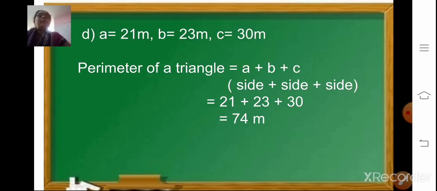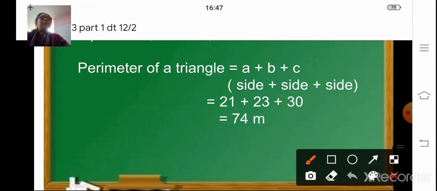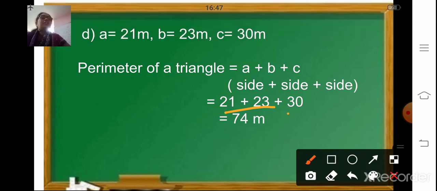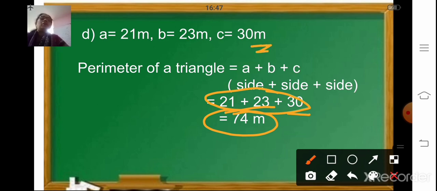Yes, now to find the perimeter of a triangle whose dimensions are, side A is 21 centimeter, side B is 23 centimeter and side C is 30 centimeter. Now when you add all the three sides, the perimeter of a triangle is 74 meter. Now here the unit is meter. So in the answer also we will write the unit as 74 meter.